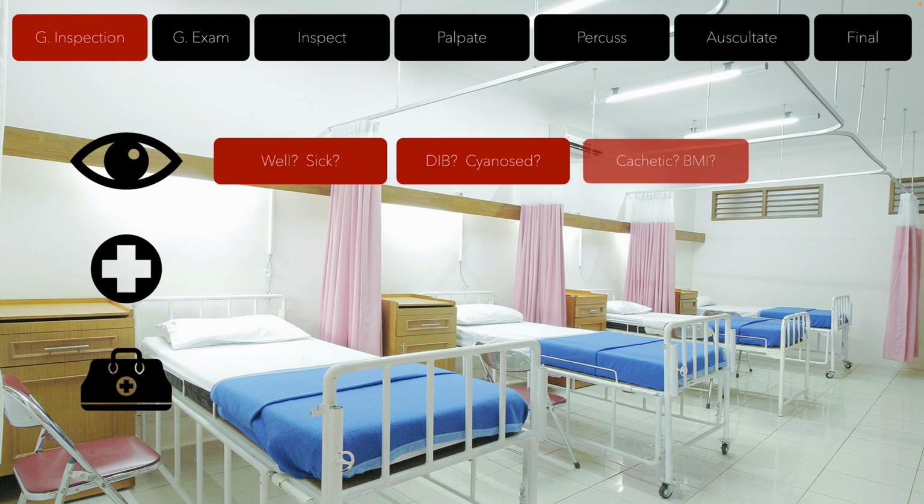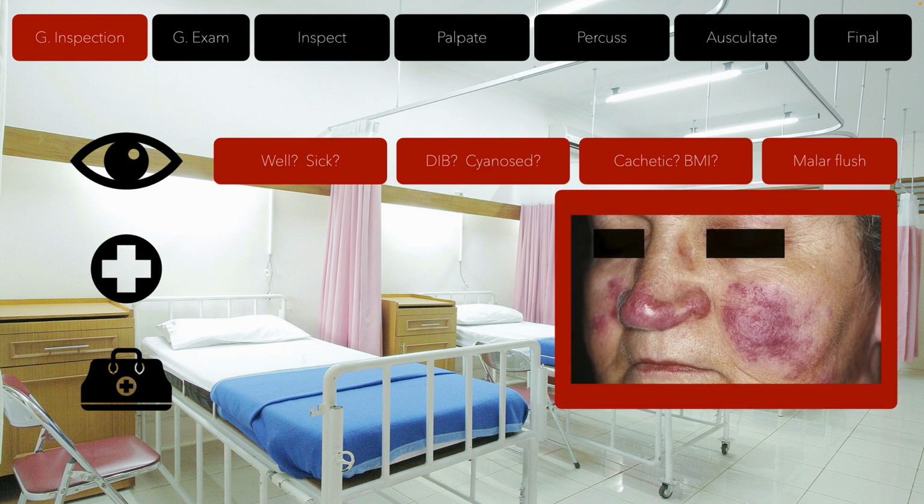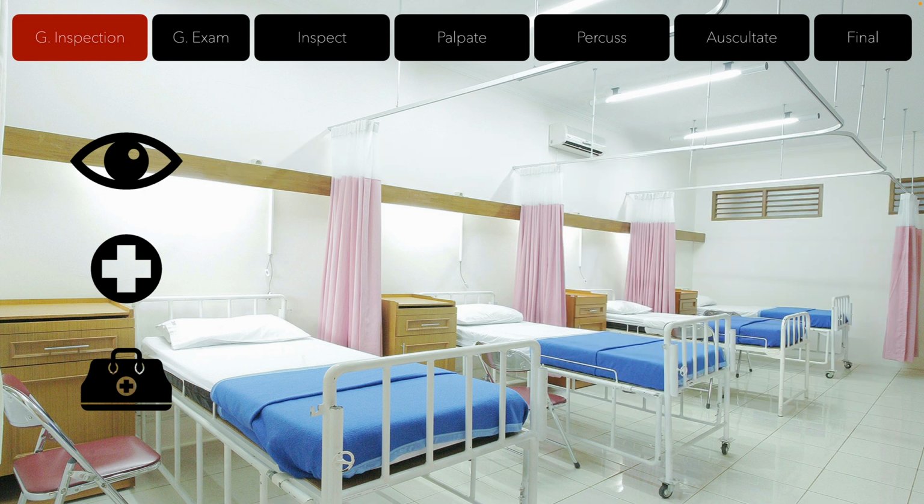Difficulty in breathing, is there any obvious cyanosis? Are they cachectic? What's the BMI going on here? Do they have malar flush? Now here's a beautiful high-def picture of a malar flush, classically seen in mitral stenosis.